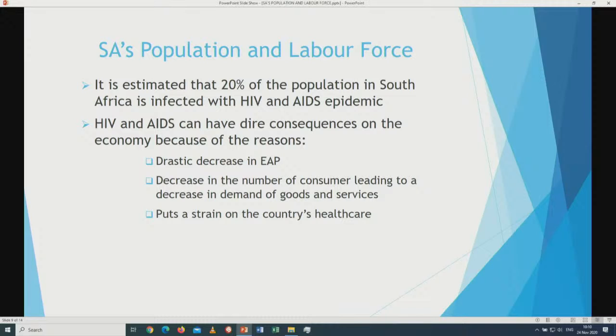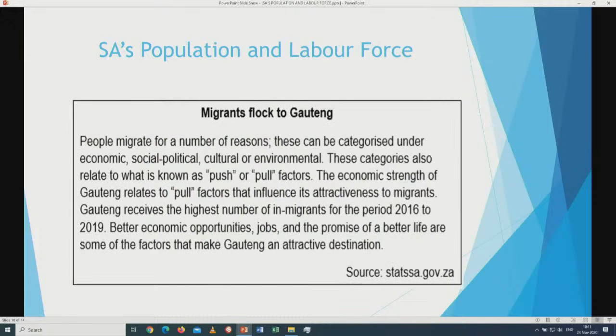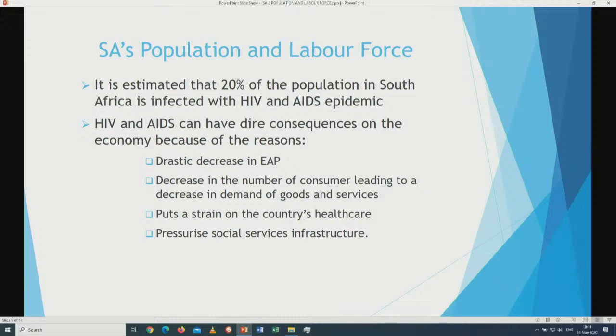All right. Now, it can also put pressure on social services as well as infrastructure. Not only will HIV put a strain on the country's healthcare, but it can also put pressure on the social services as well as infrastructure that the country is providing. Okay, I think we are done with that.